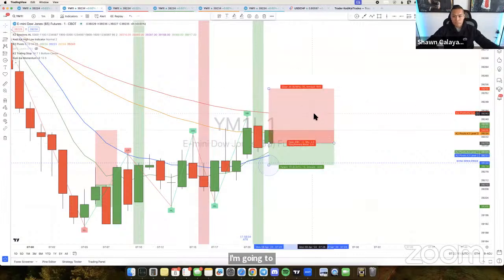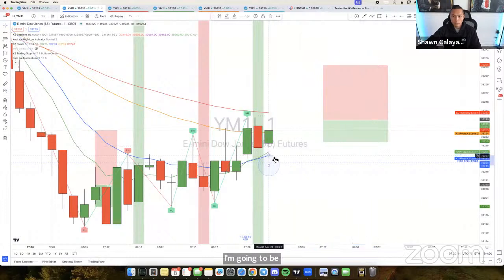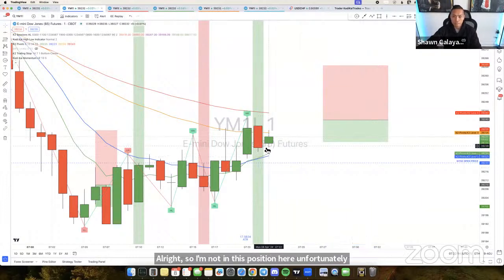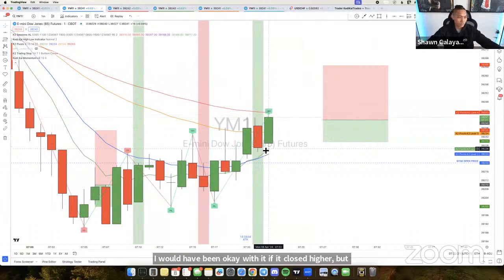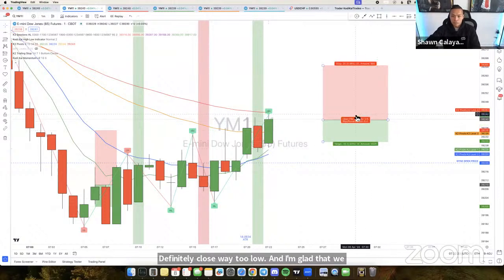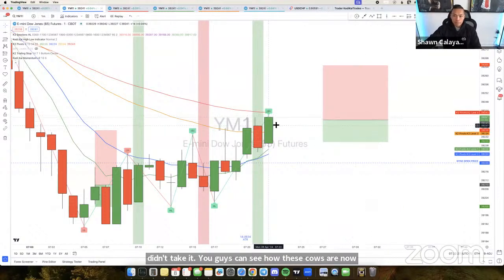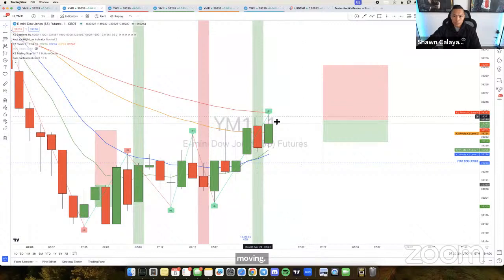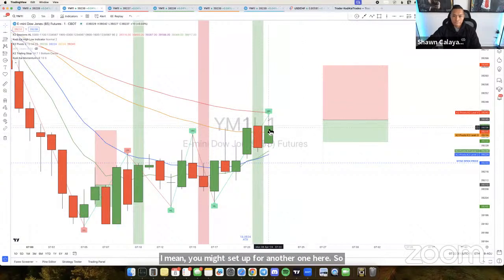All right, so I'm not in this position here, unfortunately. I would have been okay with it if it closed higher, but it definitely closed way too low, and I'm glad that we didn't take it. You guys can see how these candles are now moving. It might set up for another one here. So the trend is still bearish, guys. There's still opportunity for the entry, so just keep that in mind.